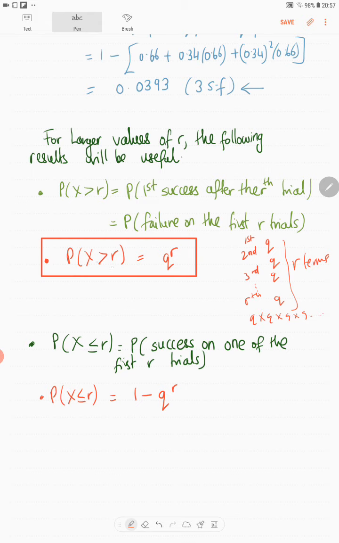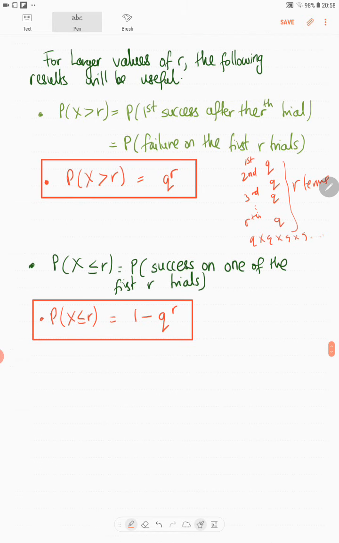Now the complement is X less or equal to r, and we know that when we add up these two we should get 1. So here it is 1 minus q power r. So this is the second important result, which is useful when we have large values of r. Now we'll take an example on how to use these results.